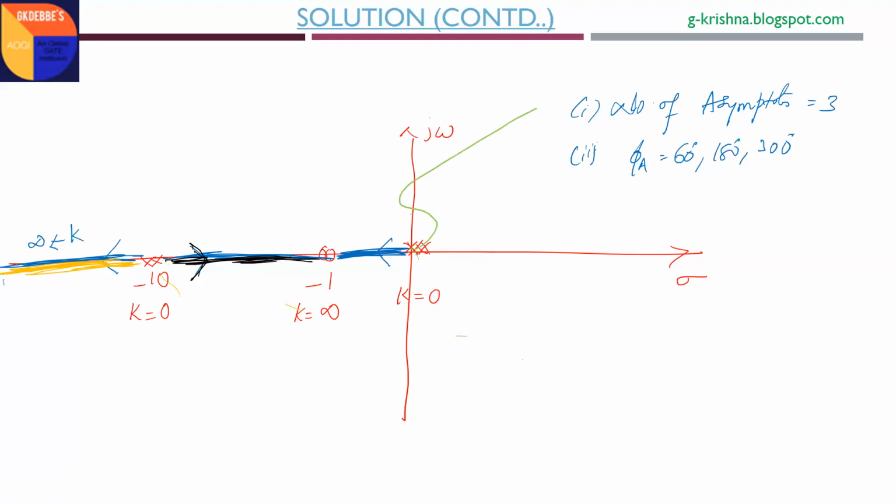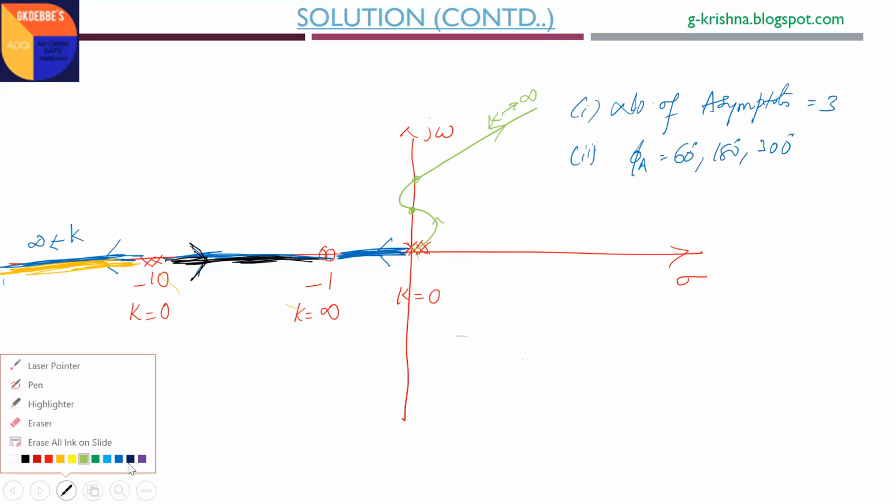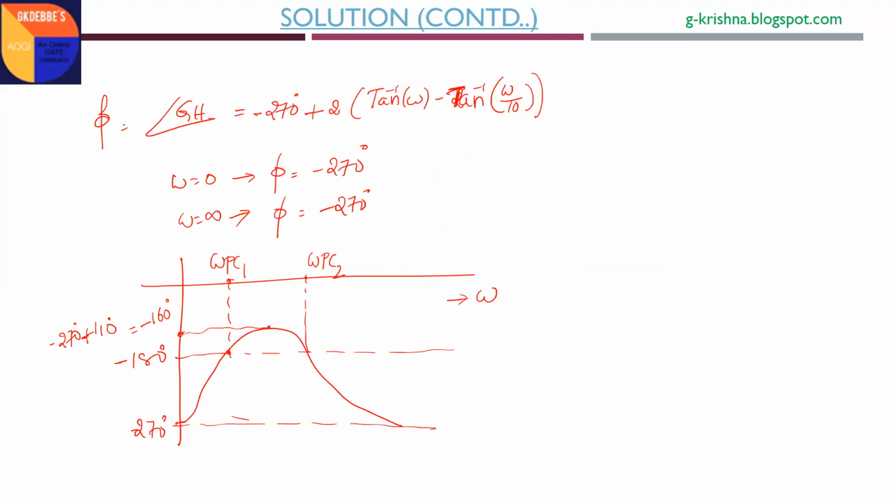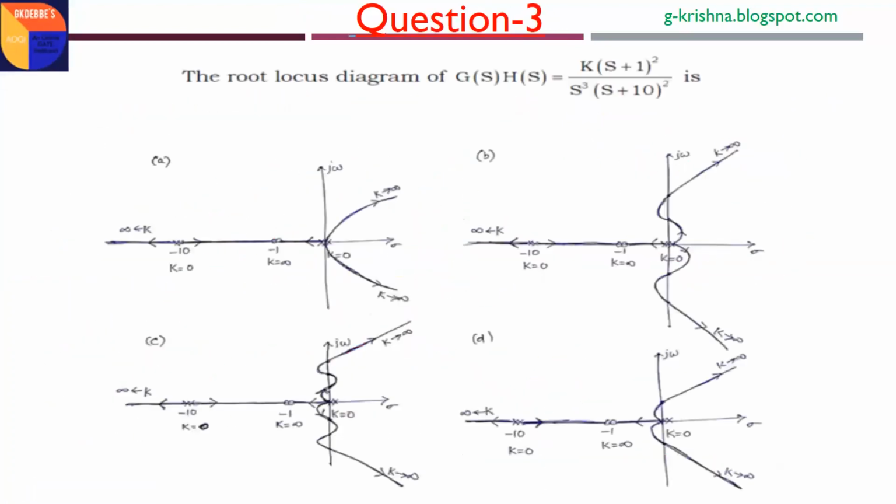That is one time here on the positive imaginary axis, another one here. So like this, one branch terminates at infinity with an angle of 60 degrees, and another branch terminates at infinity with an angle of 300 degrees. It cuts the negative imaginary axis and goes. Hence, if you see your options, our option will be B.